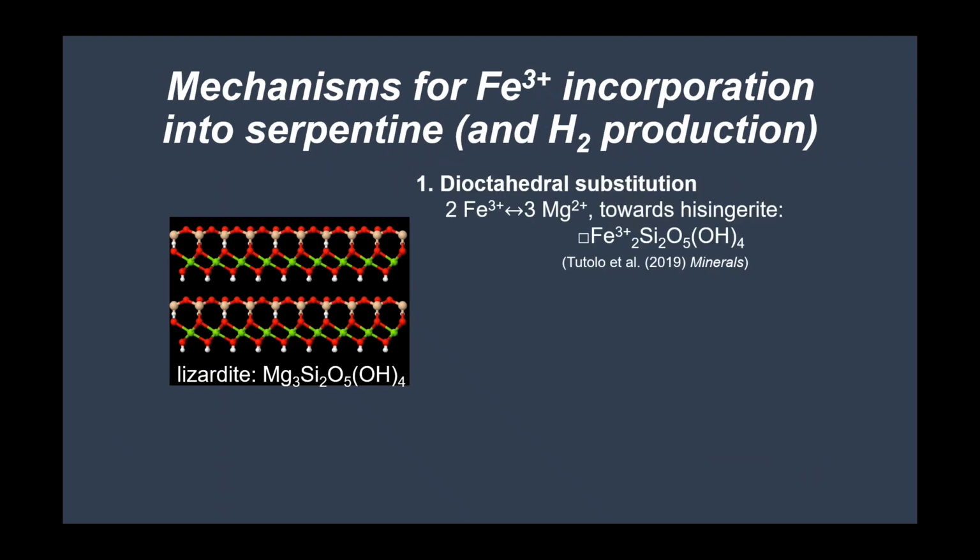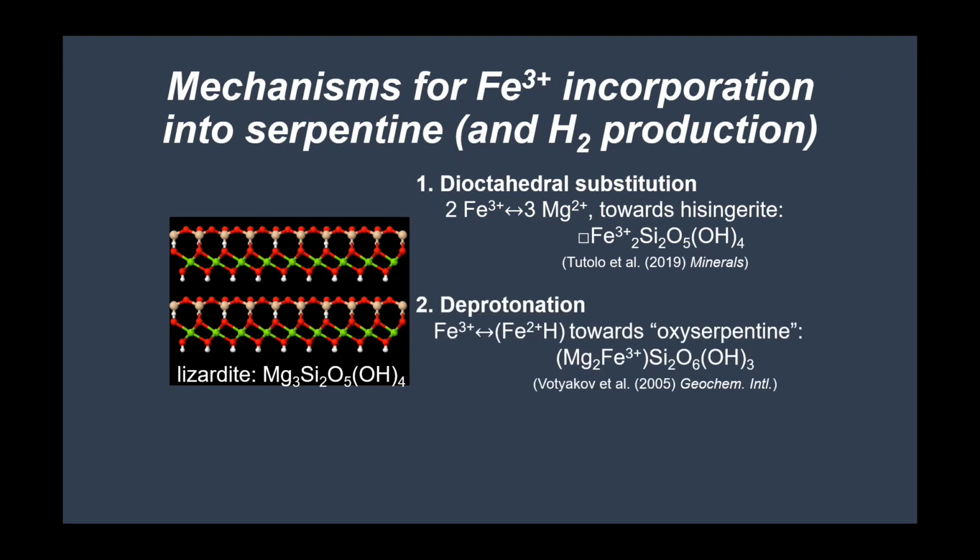First is the dioctahedral substitution. 2 oxidized irons for 3 magnesium 2 pluses. So that's a 6 for 6 substitution towards this mineral, hisingerite. So it's got a vacancy and it has 2 oxidized irons in the octahedral sheet, no oxidized iron in the tetrahedral sheet. And so we studied that with Bernard Evans in this Minerals paper in 2019.